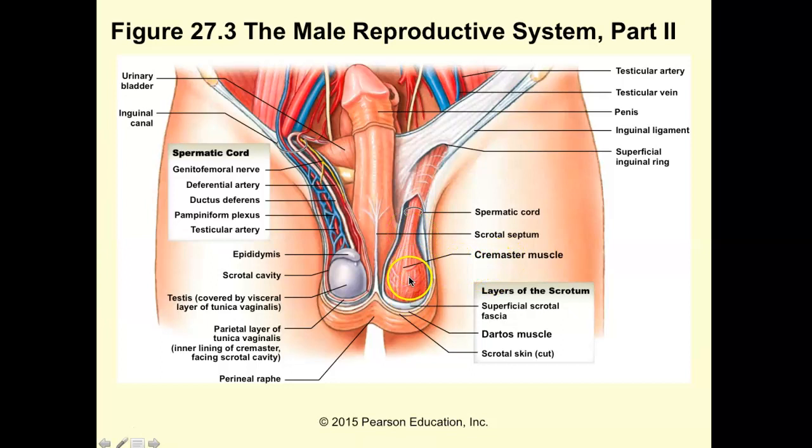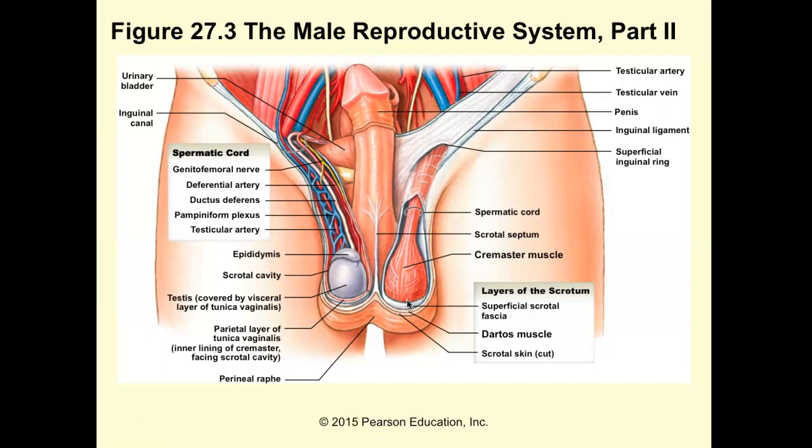When it contracts, it raises the testicles up closer to the abdomen, and when the muscle's relaxed, it lowers the testicles away from the abdomen. So this is all about temperature control. If a man is cold, this muscle is going to contract and raise the testicles closer to the body so it can be warmed. And if the man is very warm, then the muscle will relax and allow the testicles to move away from the abdominal cavity to dissipate heat.